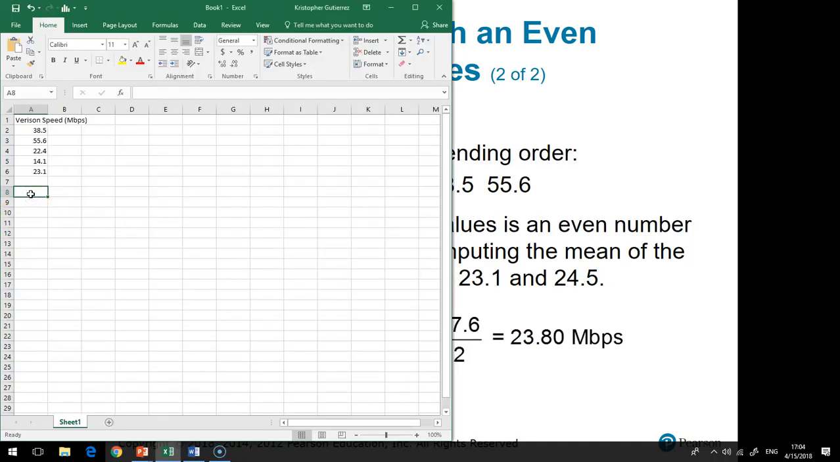Now let's take a look back at our data here. We can order this data if we want. We simply click on this and sort from smallest to largest. So we got 1, 2, 3, 4, 5. So this will be our median. Right there, 23.1, exact same thing they did.